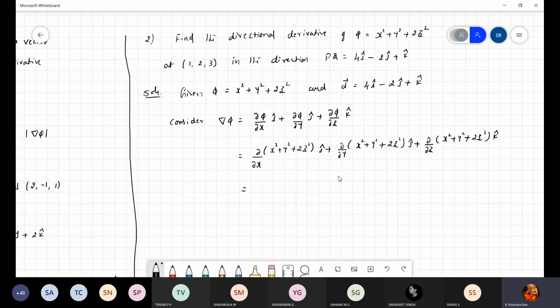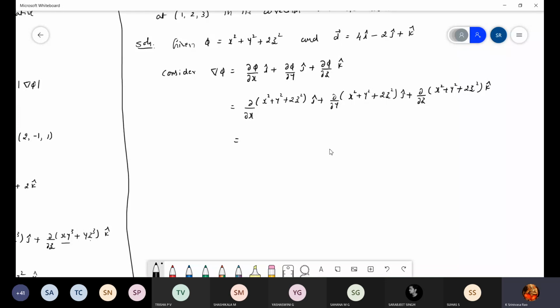Differentiate partially with respect to x. So x square differentiation is 2x, and the y and z terms are 0, because plus means they are separate terms, constant with respect to x. So 2x i cap plus similarly 2y j cap with respect to y, and the third term with respect to z gives 4z. Is it right? Yes, sir. z square differentiation is 2z, 2 times 2 is 4.